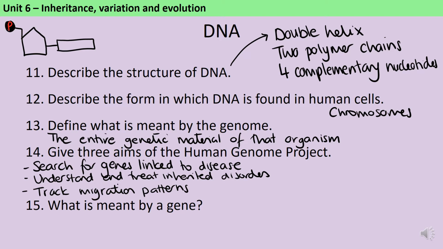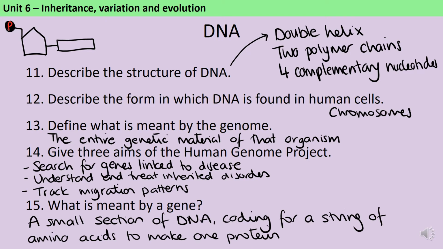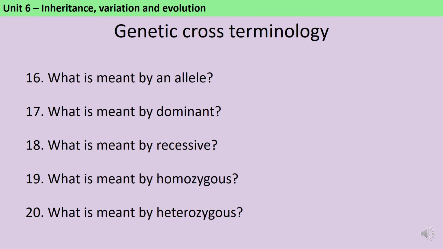A gene is a short length of DNA that provides the code for a sequence of amino acids which will go on to form the basis of one protein. An allele is a variant of a gene. This is a really common definition to get wrong, and so it's one that's worth practicing. Don't talk about flavours or anything else. The word you want is variant.